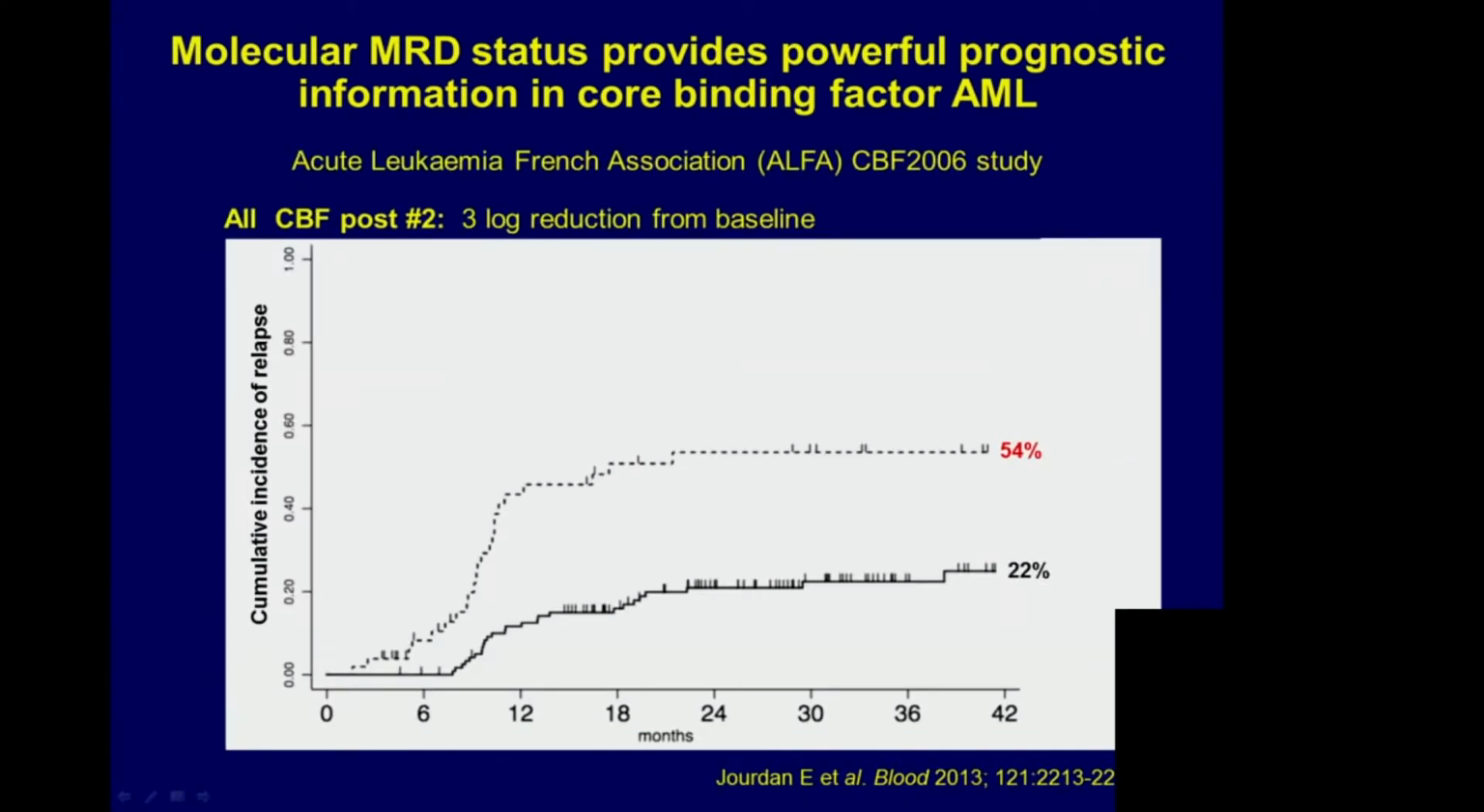And again, these findings have been replicated across European studies, and this is a figure from the Alpha CBF 2006 study, looking at patients after 2 courses of chemotherapy. Those patients on the black line here achieved a 3 log reduction in fusion transcript expression, whereas those patients in the dotted line did not achieve a 3 log reduction and had a markedly higher incidence of relapse.